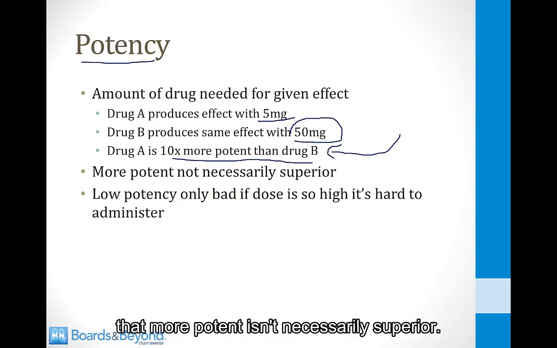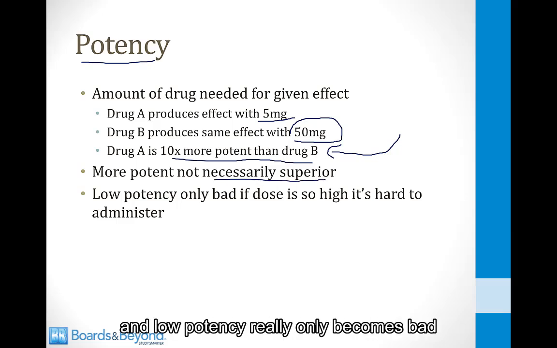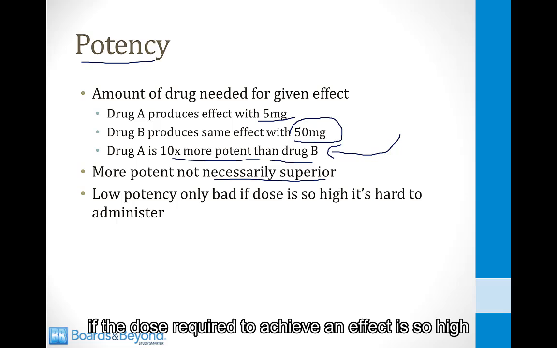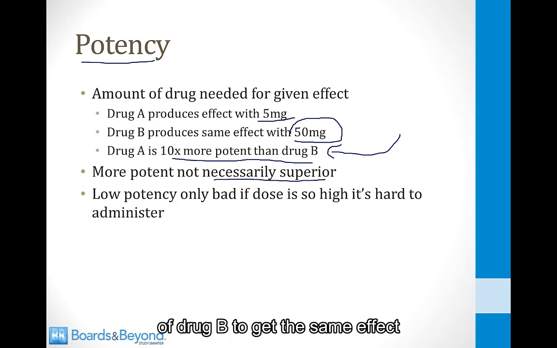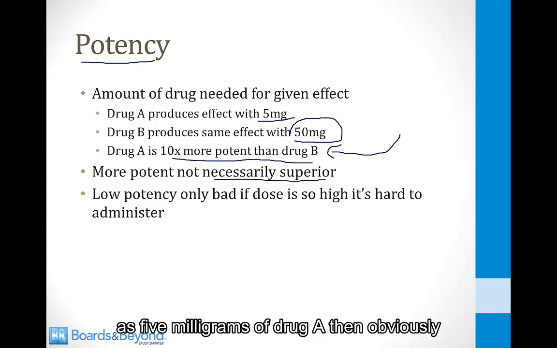And it's important to know that more potent isn't necessarily superior. It depends on what you're after. And low potency really only becomes bad if the dose required to achieve an effect is so high it's hard to administer. For example, if you had to give 50,000 milligrams of drug B to get the same effect as 5 milligrams of drug A, then obviously this would render drug B inferior to drug A because the dose has just become so high it's cumbersome to deal with clinically.